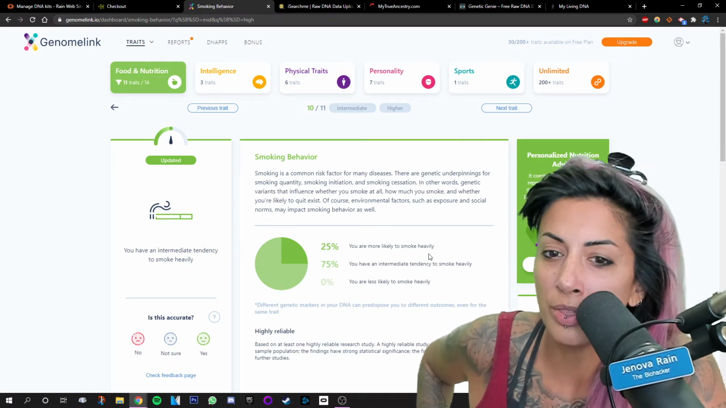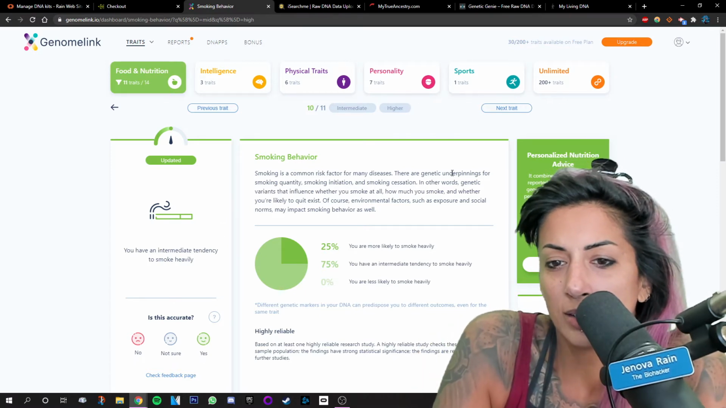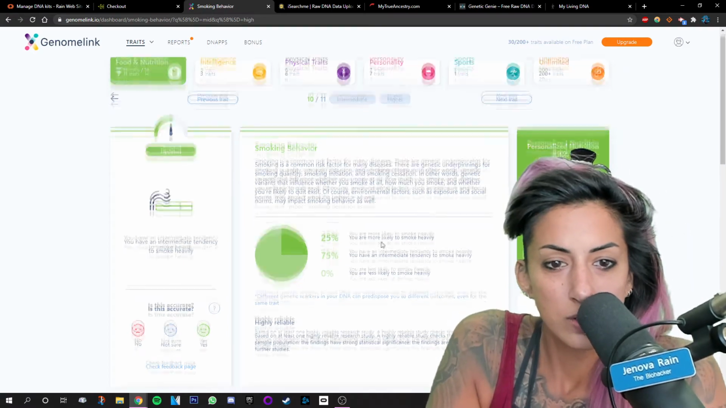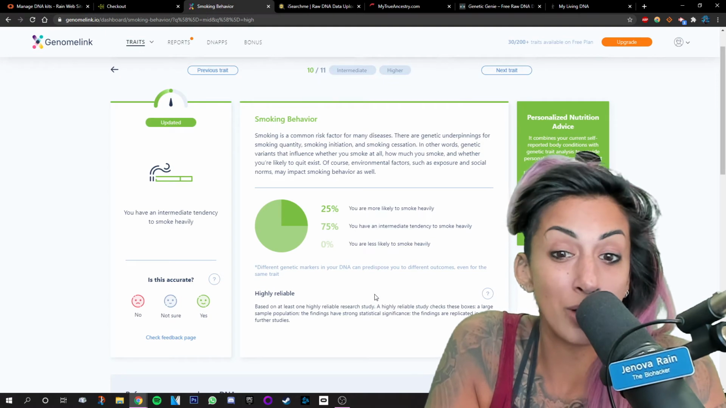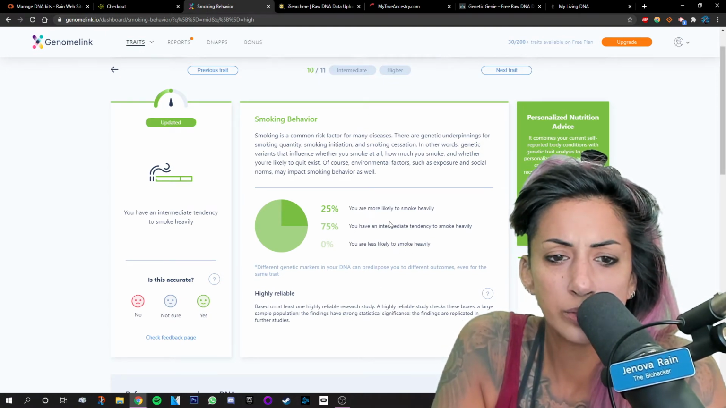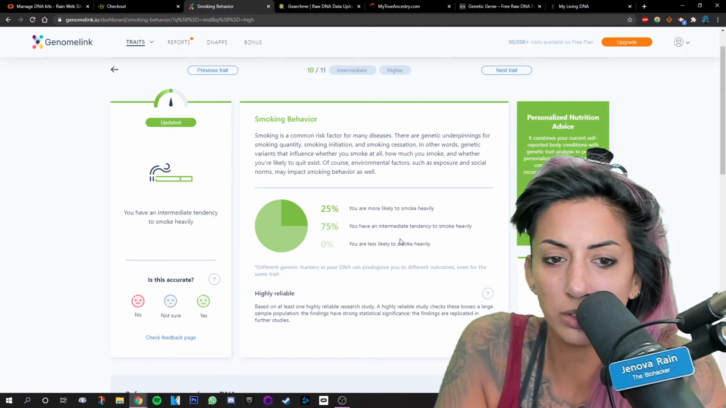So I don't think it's saying with a tendency to smoke heavily. Like, that's really broad. If it just said tendency to smoke, well, I could kind of understand that. It's certainly not heavy smoking. It's never been.